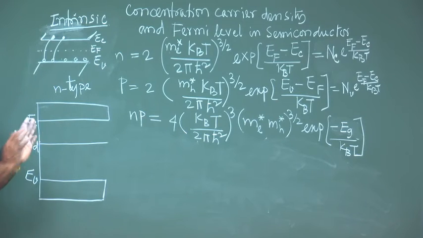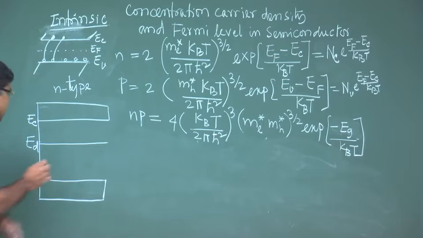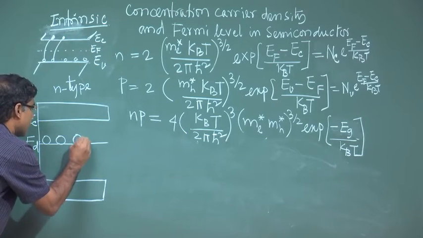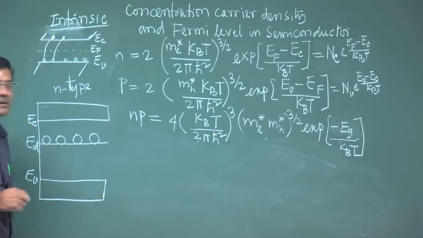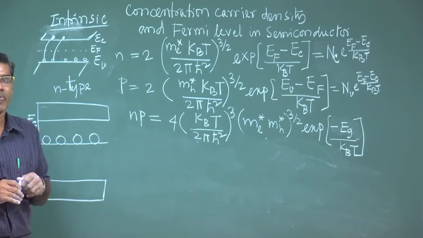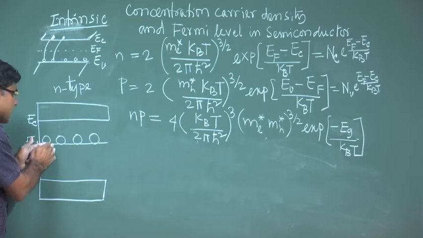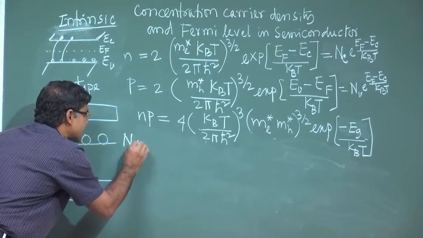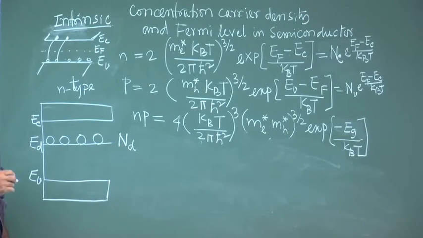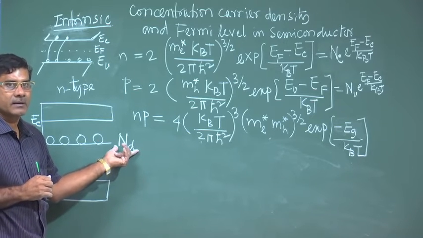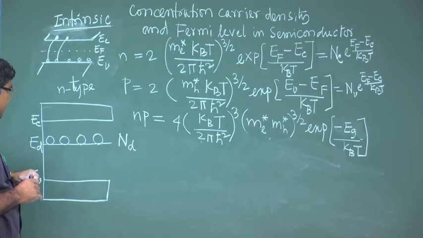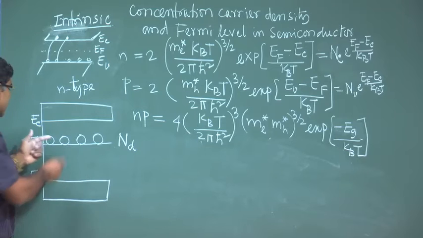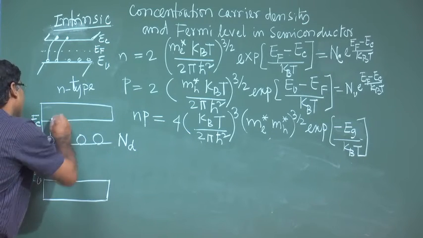Now at T equal to 0 temperature, donor atoms are there, each having one electron. These are neutral atoms, and the number density of these neutral atoms is Nd. Now when the electron gets thermal energy, it will go to the conduction band.